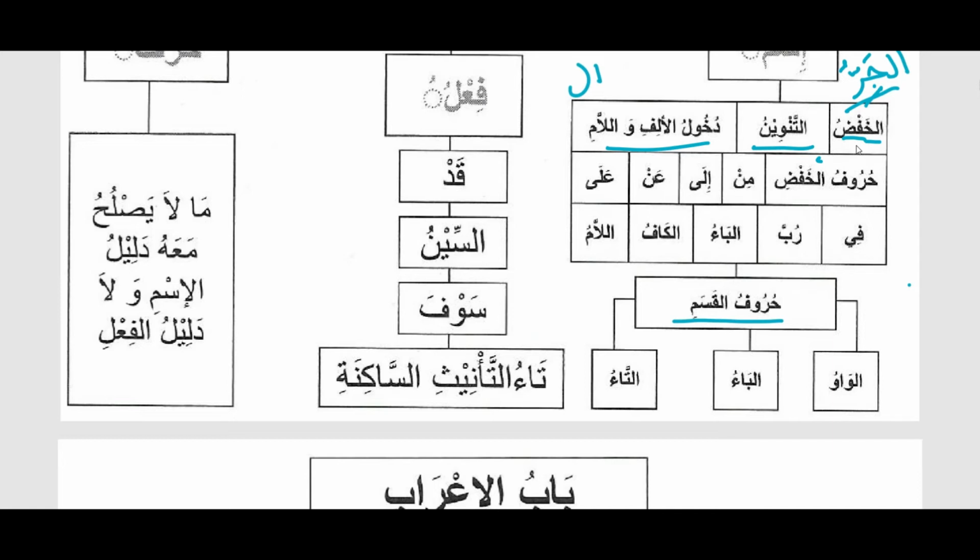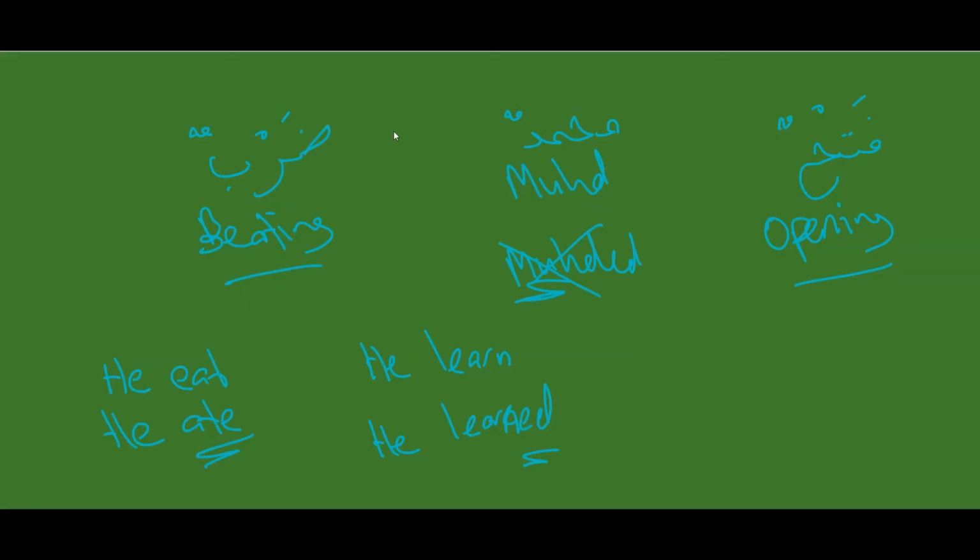And what are the huruf here? One of it is min. So a bit to touch on this bab. When we say huruf khafdi, huruf jar, again, anything that comes after huruf jar, example like min, ila, or ala, anything that comes after huruf jar must be an isim.